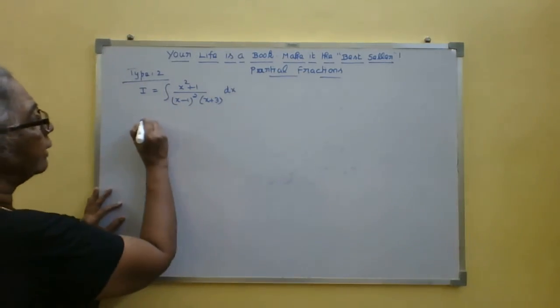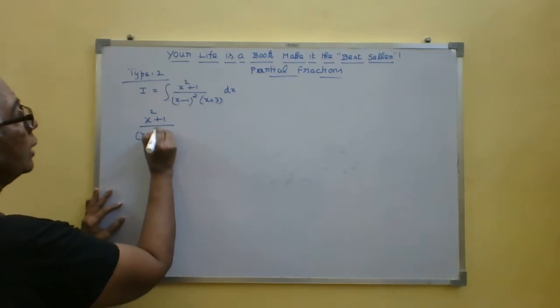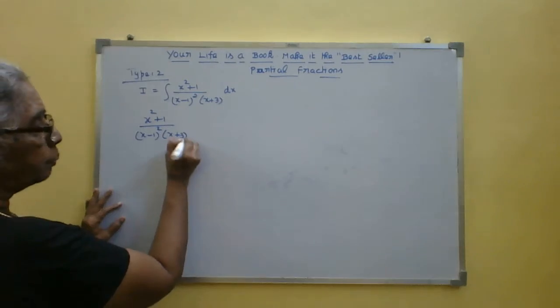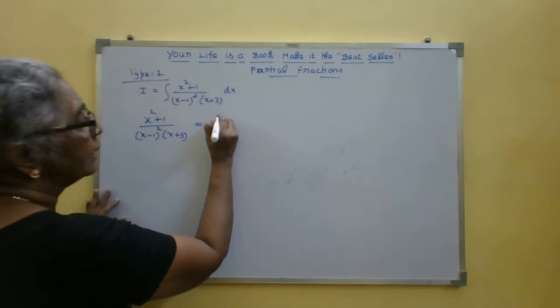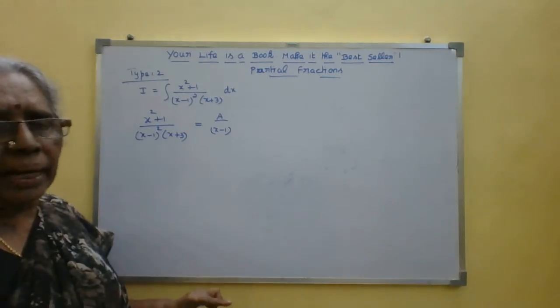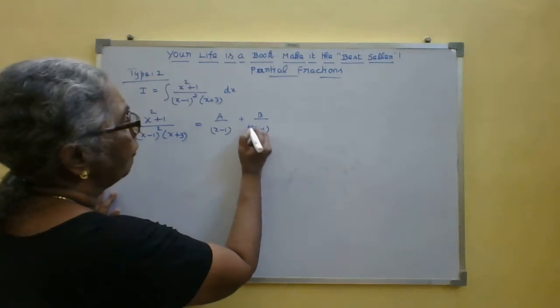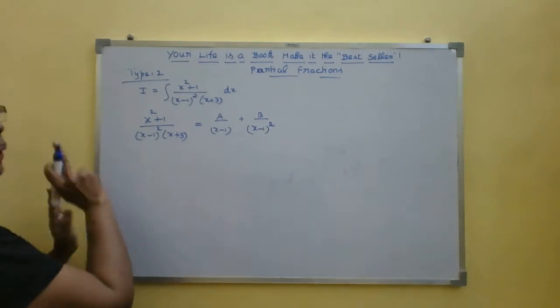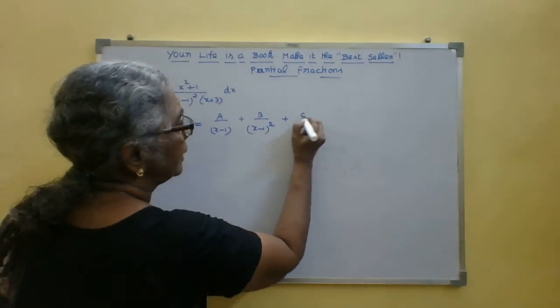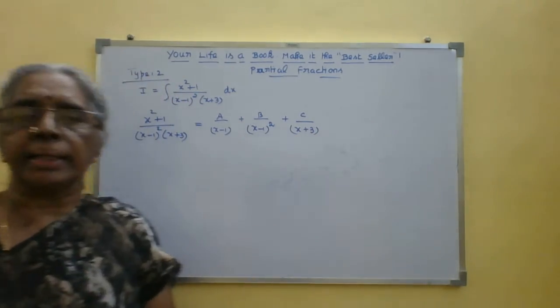So write the integrand x squared plus 1 by x minus 1 the whole square into x plus 3. Now we have to write as a by repeated factor power 1. Okay, then you have to write b by repeated factor power 2. Here only 2 is there. Then I will write plus c by the non-repeated one, that is the distinct linear factor.